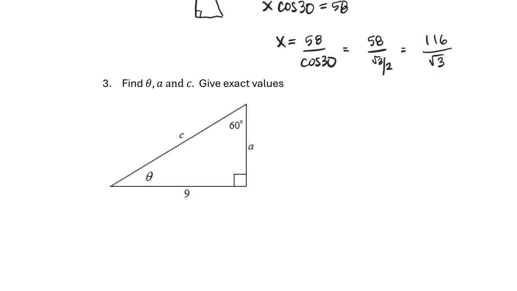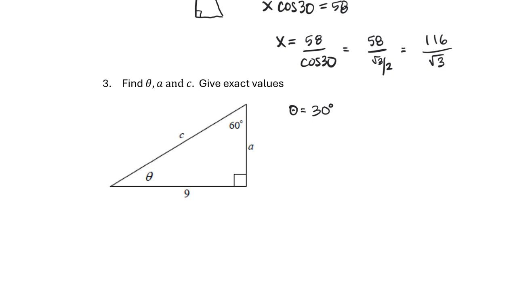For question 3, we have a right triangle. If this angle is 60, we know this one's 30. If you recall, the sum of all 3 angles of any triangle is 180 degrees. So we have 90 degrees plus 60 degrees, that's 150 degrees, which leaves theta as 30 degrees. So we know theta is 30 degrees.